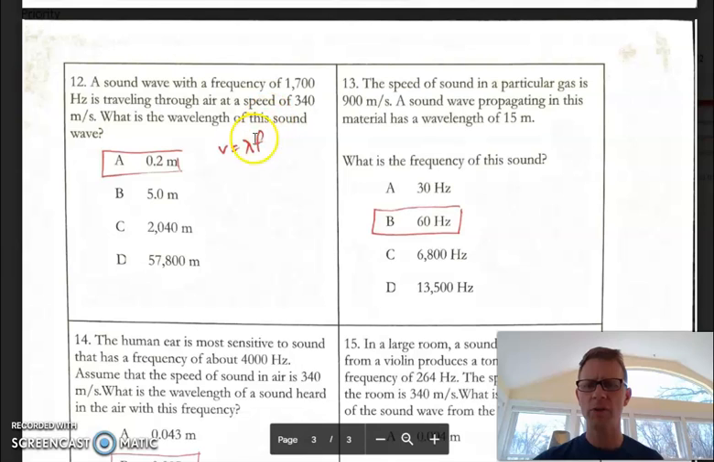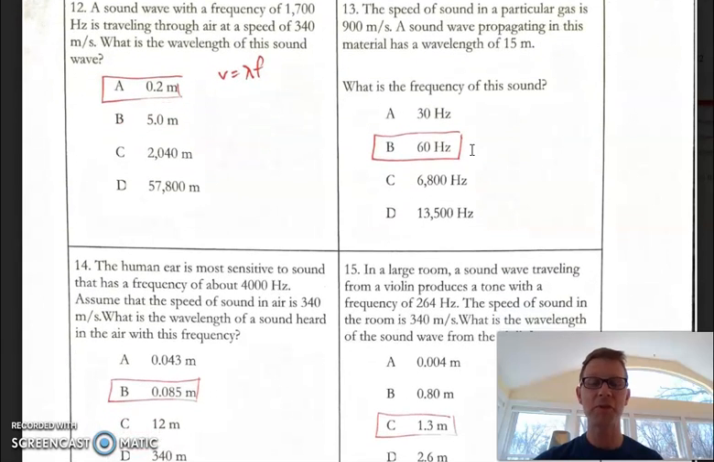Number 12. We're using v equals lambda f. Plug it in. There's your answer. 12, 13, 14. You're just using v equals lambda f. You just have to know that hertz is frequency, m is meters, which is wavelength, and meters per second is the velocity.